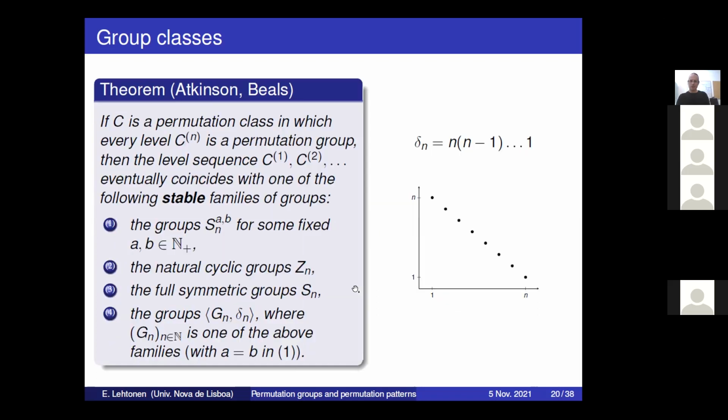Okay, so this was the nice result. Atkinson and Beals described the eventual behavior of any group class. So we can have something in the lowest levels, but eventually our group class must coincide with one of these families described here.